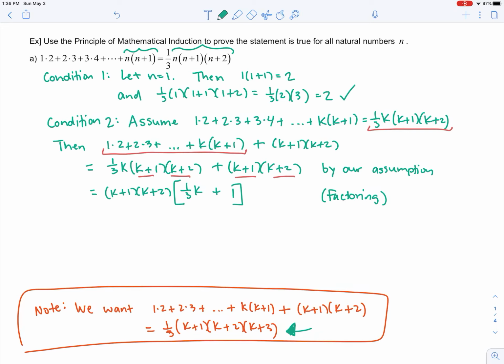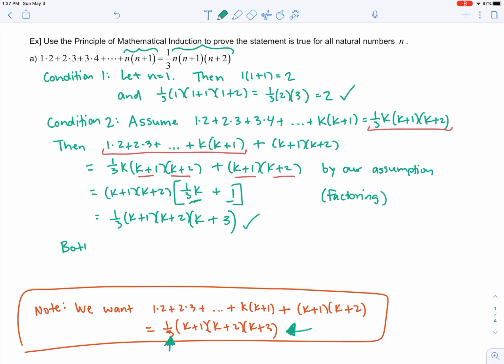Pretty close. This one has a factor of 1/3 in the front, so maybe if I factor out the 1/3 from that last portion in brackets, I will have what I want. So I'm factoring out a 1/3 from the last sort of binomial factor. And when I factor out 1/3, this becomes just a k. And this, 1 divided by 1/3, is a 3. And if you look there, you'll see we have exactly what we wanted. So that's great. So this means that the statement is true.